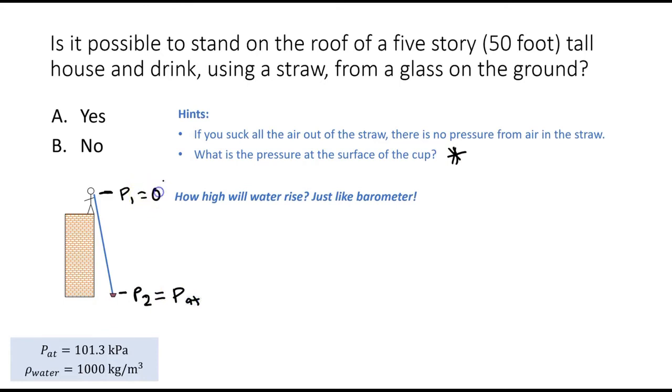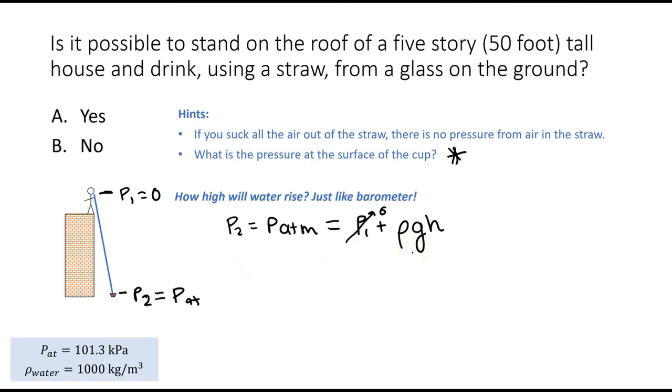P1 is going to be equal to 0 because, just like a barometer, you've sucked all of the air out of the straw and so there's a vacuum up there. Since there's no mass pushing down inside the straw, there's no pressure in there. So P1 is just 0. Then we're left with P2, which is equal to P atmosphere, which is equal to P1 plus rho GH. P1 is 0 here, so we're really left with P atmosphere equals rho GH.